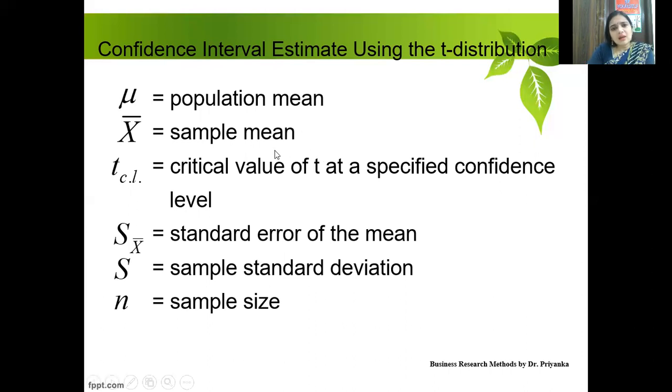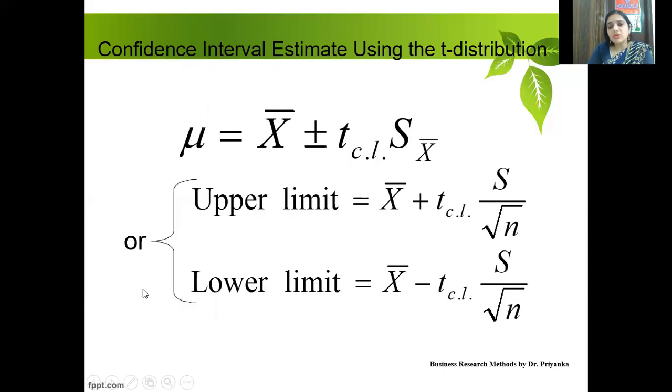For this, tables are available at the end of your books. Then S x bar is the standard error of the mean, whereas S is the sample standard deviation, and n is your sample size. With the help of these abbreviations, you can learn these formulas and calculate the required things when it comes to t-distribution. You might be given the mean at some times, you might be asked to calculate the mean only. So there are so many things you can calculate with the help of this formula, and you can actually apply t-distribution whenever it is required.